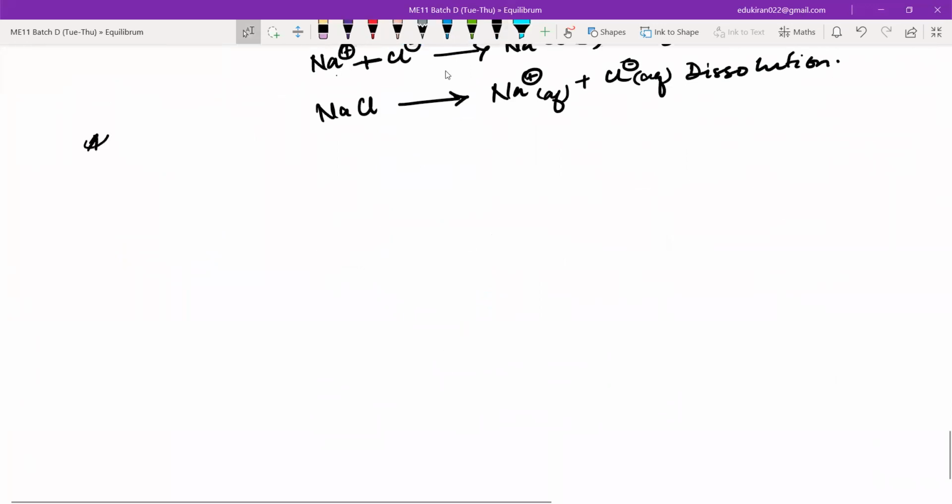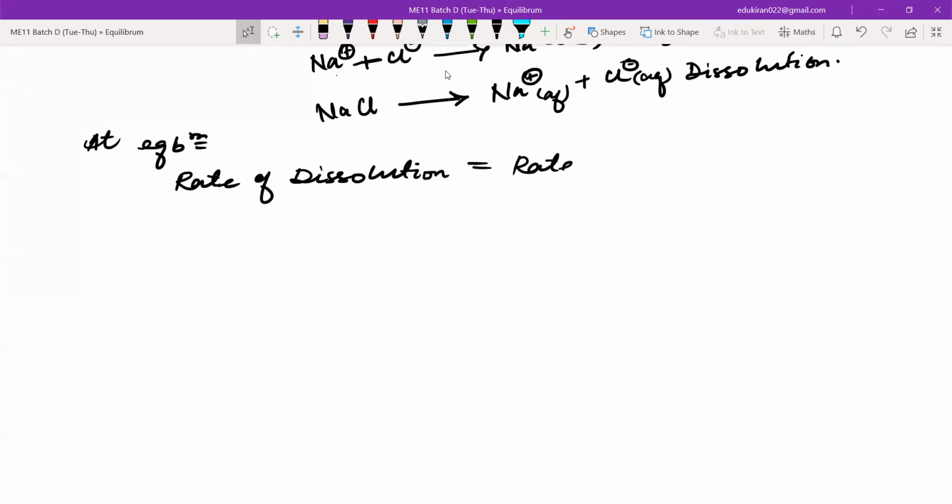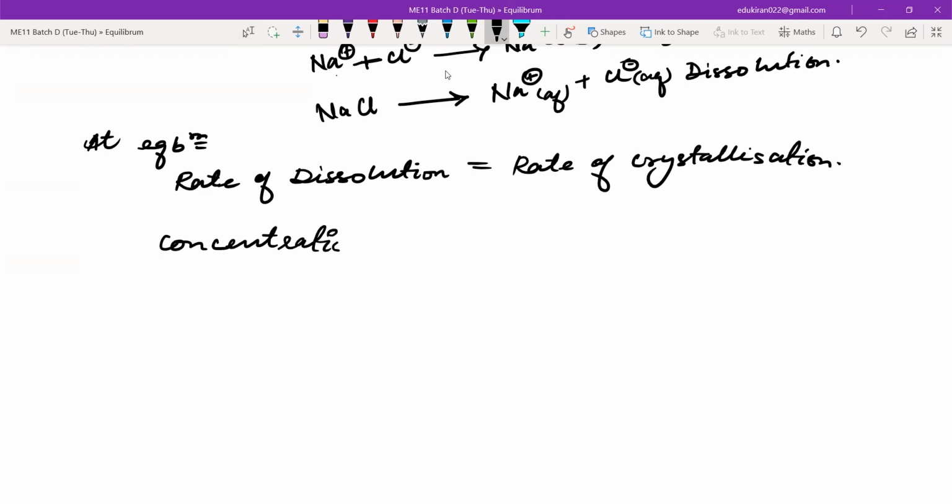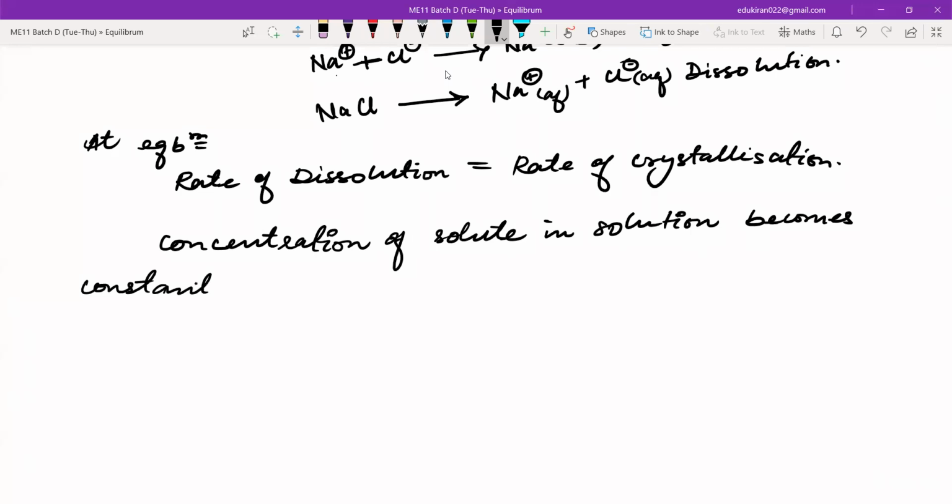So at equilibrium, what happens? The rate of dissolution becomes equal to the rate of crystallization. And due to this, the concentration of solute in the solution becomes constant. So there is something which is equal, and there is something which becomes constant. You will be looking at the same thing in each and every equilibrium state. There are two things that will be equal, and there will be one thing which is going to be constant.